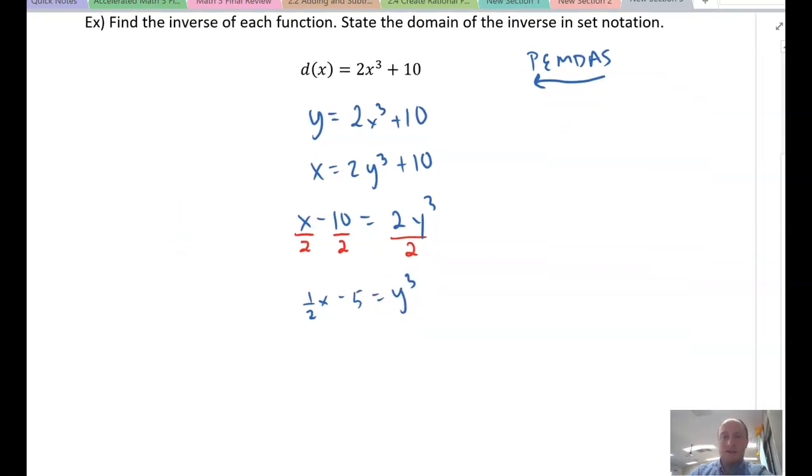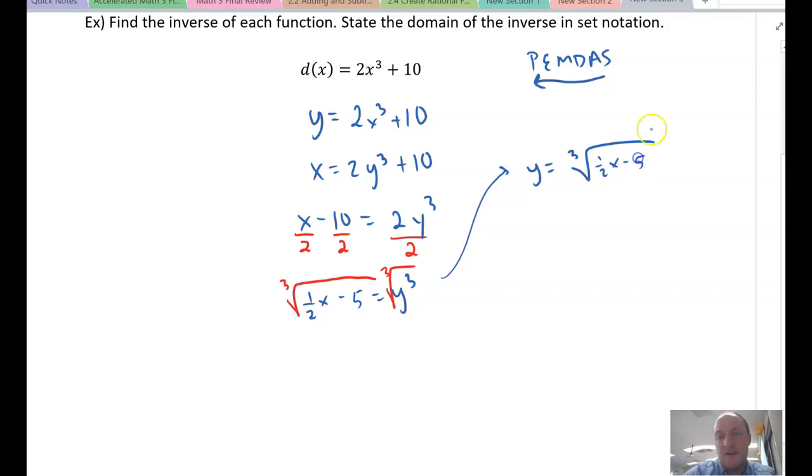Okay, what's next? Well, you got to undo your exponent. So I'm going to take the cubic root. All right, so what is my answer? I'm going to come up here. Okay, y is equal to the cubic root of 1/2 of x minus 5.